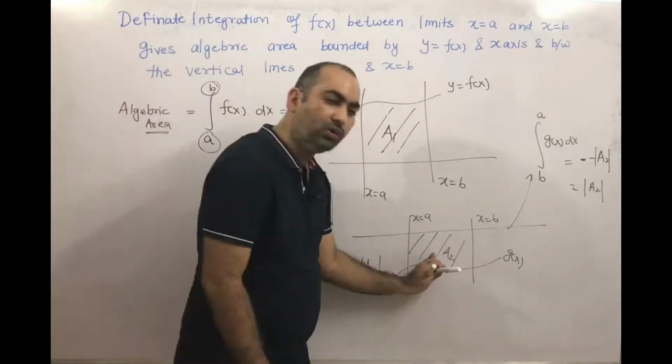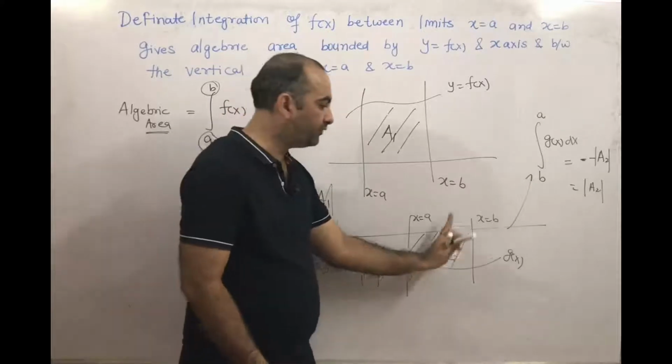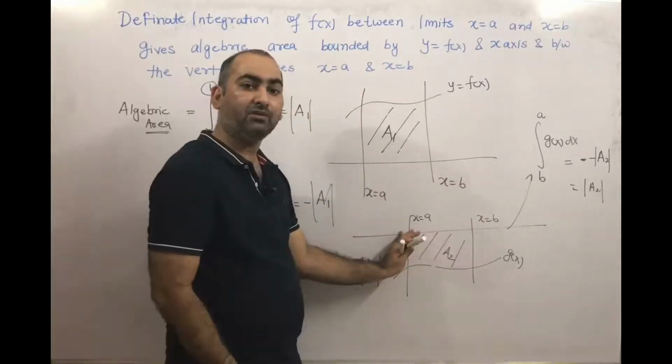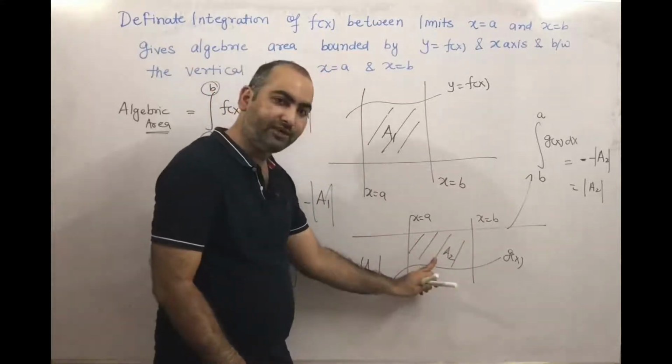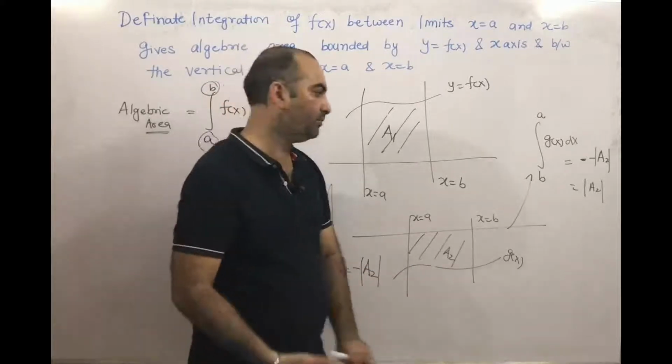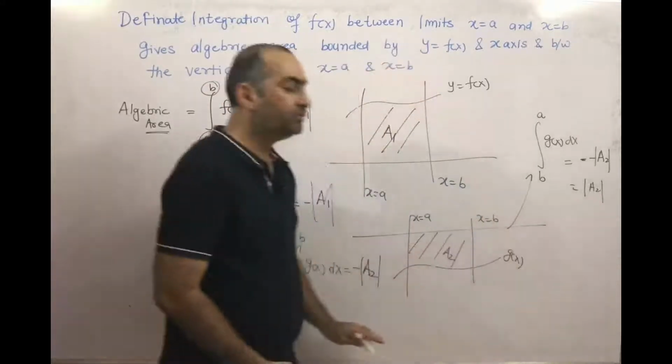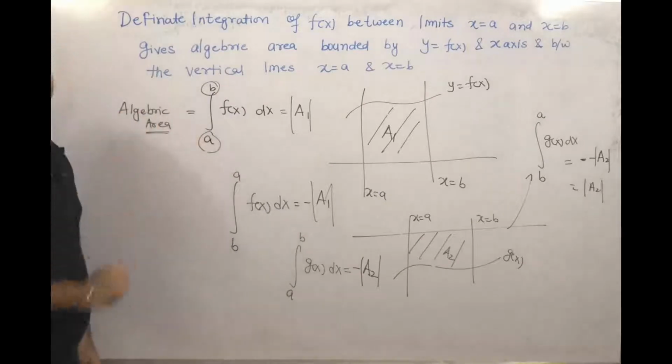And if it is below and we are taking limit from right to left, then again it will come positive, because this is negative area and we multiply by minus, so it will come positive only. So like that we have to do. So this is the meaning of integration.